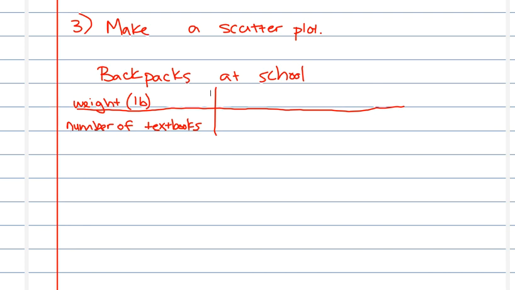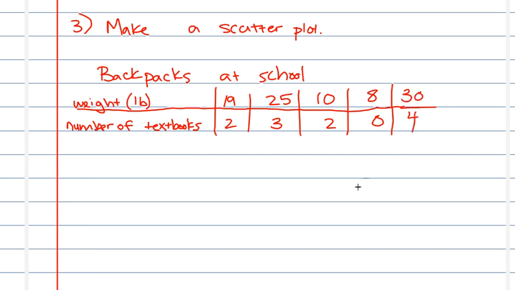The first person we check, their backpack is 19 pounds and they have 2 books. The next person, their backpack is 25 pounds and they have 3 textbooks. Then 10 pounds and 2 textbooks. This person has 8 pounds, but they have 0 textbooks, so they just have a lot of other stuff in their backpack.